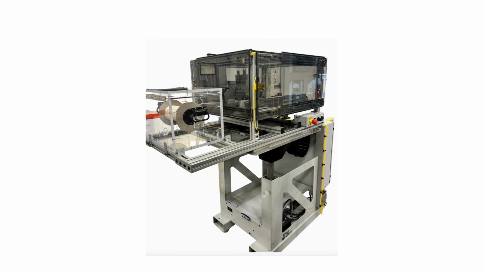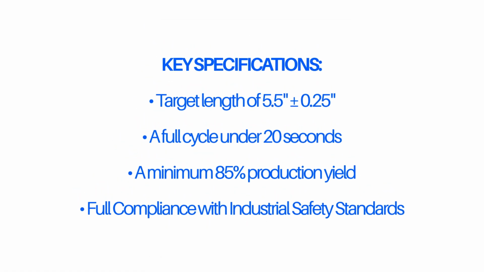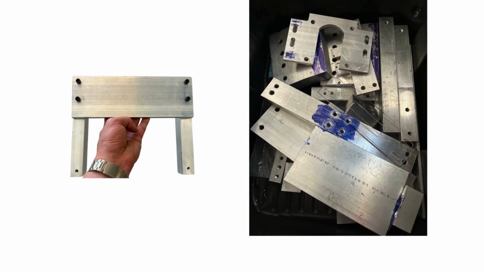To solve this, our team was tasked with creating an automated machine under $5,000 with key performance metrics being a thread length of 5.5 inches with a quarter-inch tolerance, a cycle time under 20 seconds, a minimum production yield of 85%, and full compliance with the industrial safety standards.